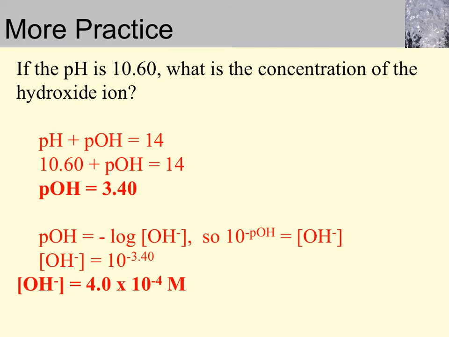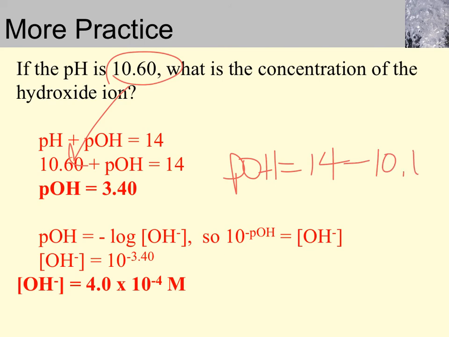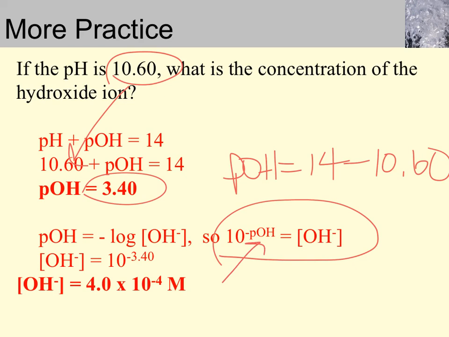Alrighty, so we know the pH is 10.6, so the pOH is going to be 14 minus 10.6, or 3.40. Once you have the pOH, you can find concentration from 10 raised to the minus pOH. When you plug that into your calculator, you get hydroxide concentration of 4 times 10 to the minus 4.